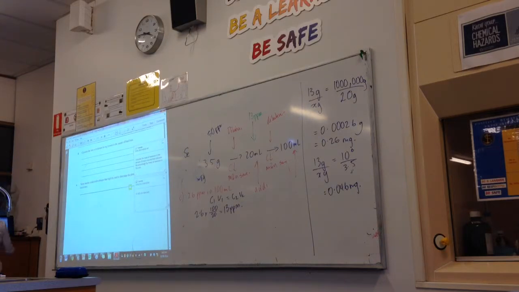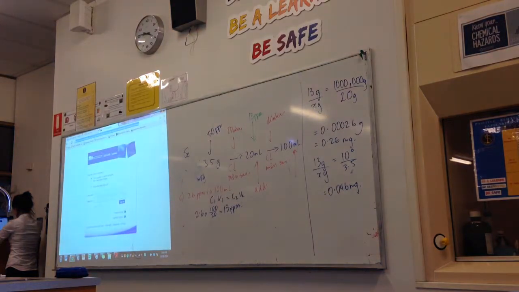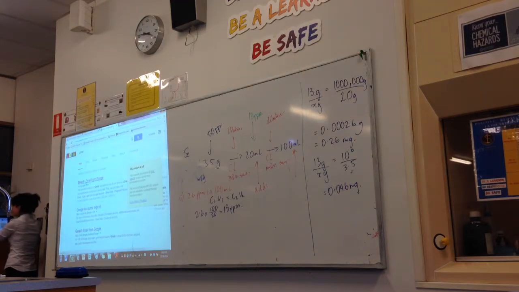Yes? So wait, is the 0.26 milligrams in the 20 mils, or is that in the 3.5 grams? That's in the 20 mils, which is in the 3.5 grams, because it was only a dilution.